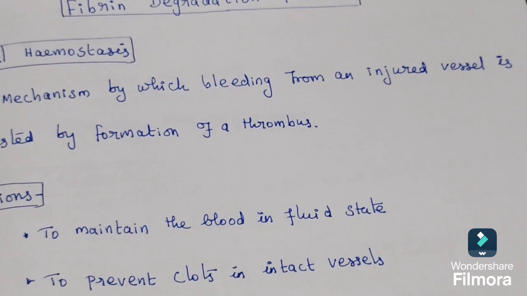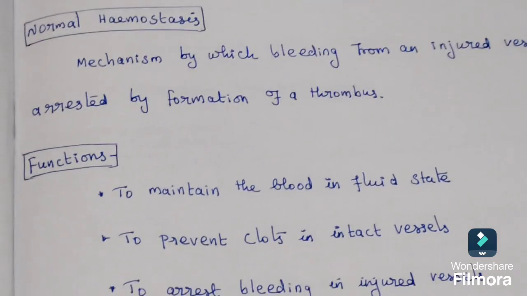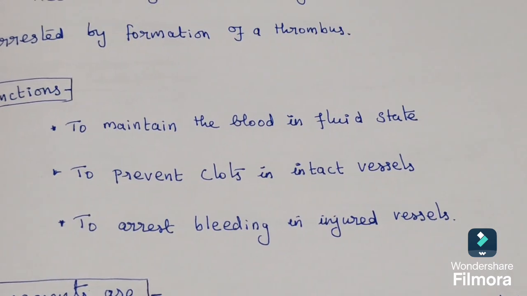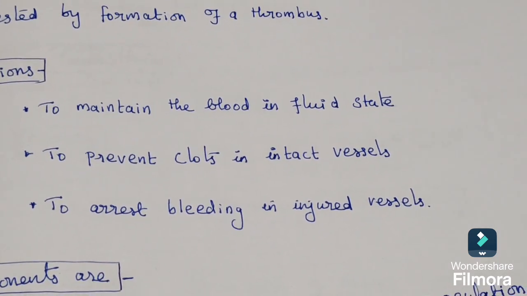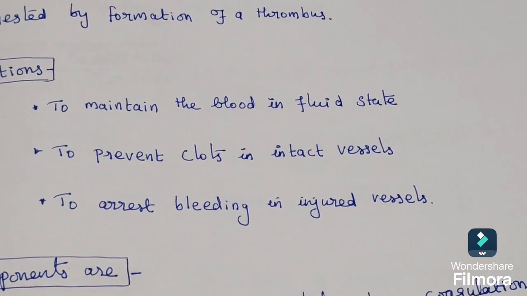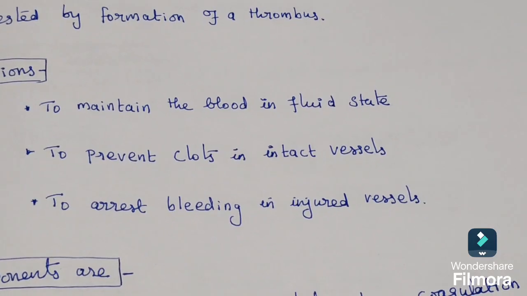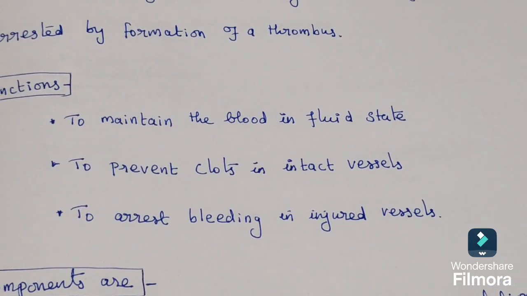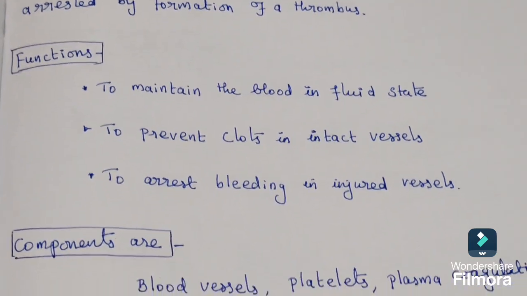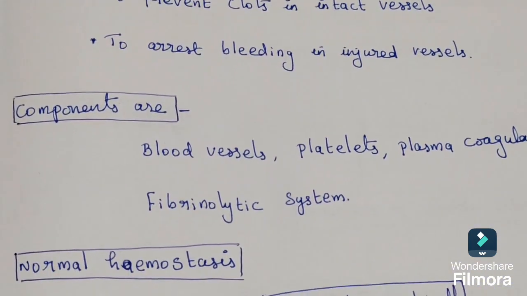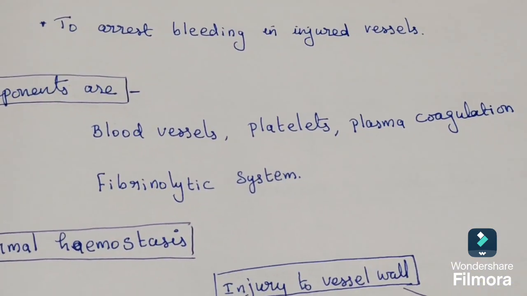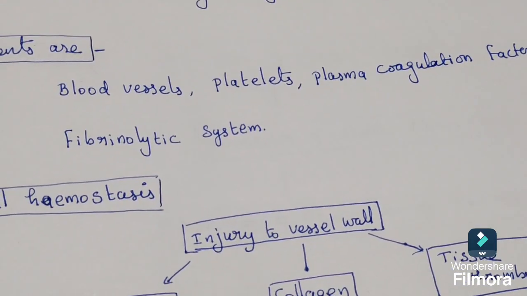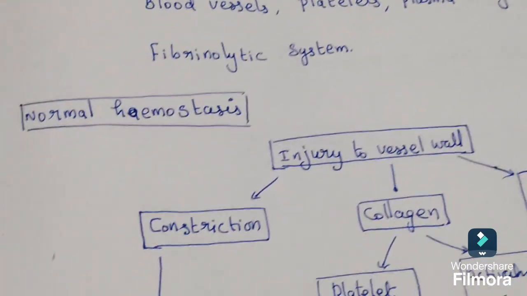So bleeding from an injured vessel is arrested by formation of thrombus. What are the functions? To maintain the blood fluid state, to prevent clot in intact vessels, to arrest bleeding in injured vessels. So these are the three important functions. Next, the components are blood vessels, platelets, plasma coagulation factors, and the fibrinolytic system.